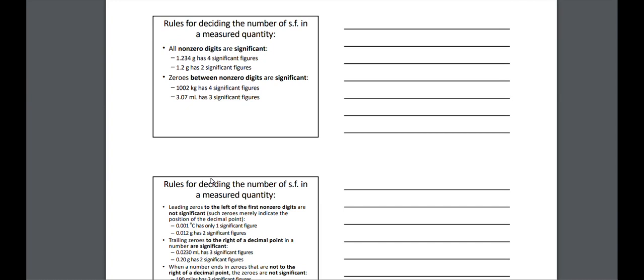All right, now let's talk about zeros, and this is where things start getting a little bit dicey. Zeros between non-zero digits will be counted as sig figs, okay? So in 1002, the zeros between the 2 and the 1 will be counted as sig figs. So 1002 will be considered four significant figures. 3.07 mL. Okay, I have a 0. Does it fall between two numbers? The answer is yes. So that will be 3 sig figs.